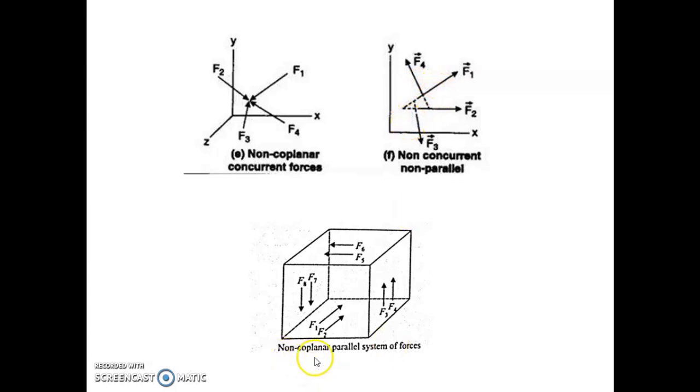Lastly, coming to non-coplanar parallel force system. So non-coplanar means they are not lying in a single plane. You can see some are lying in XY plane, some are lying in XZ plane and some are lying in YZ plane, if I consider this as X axis, this as Y axis and this as Z axis. So that is the meaning of non-coplanar.